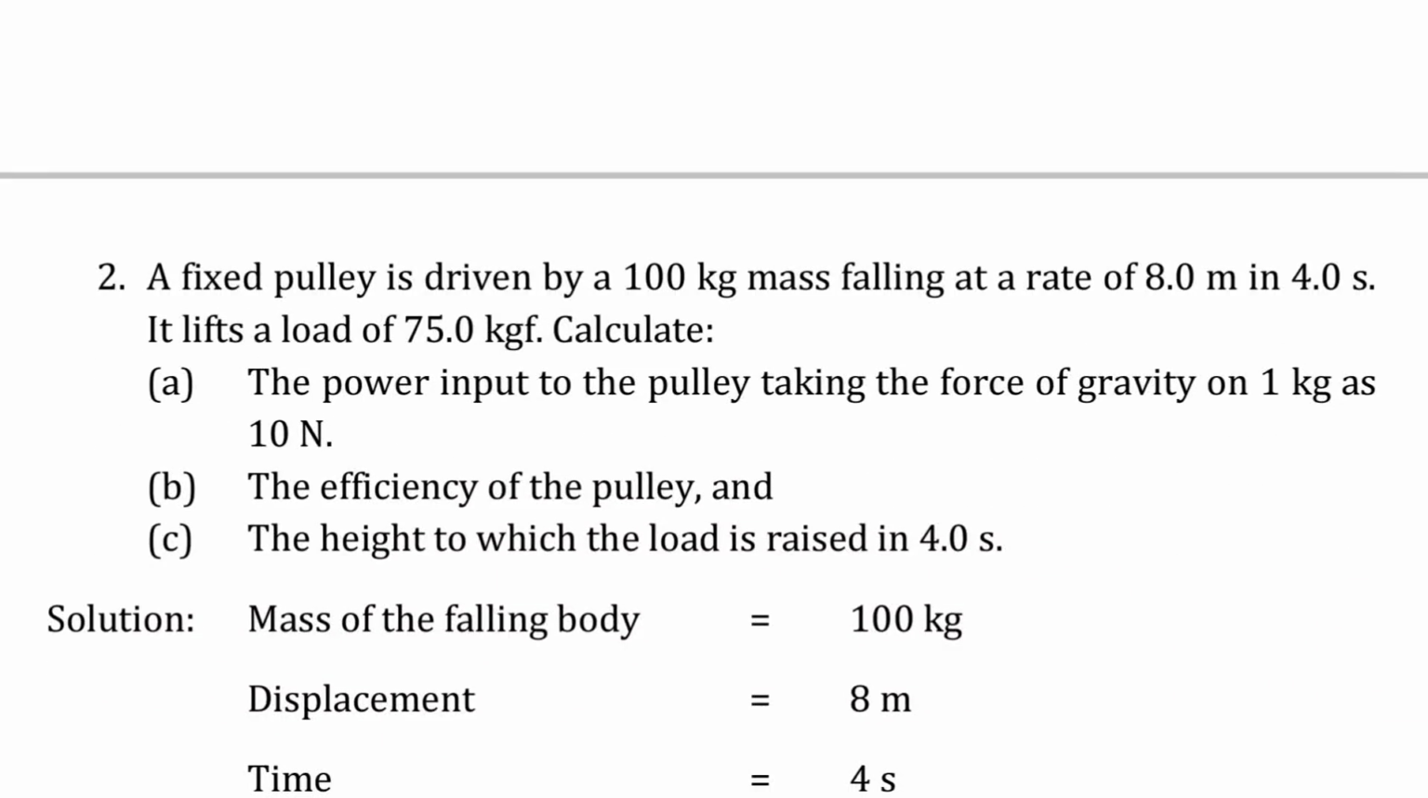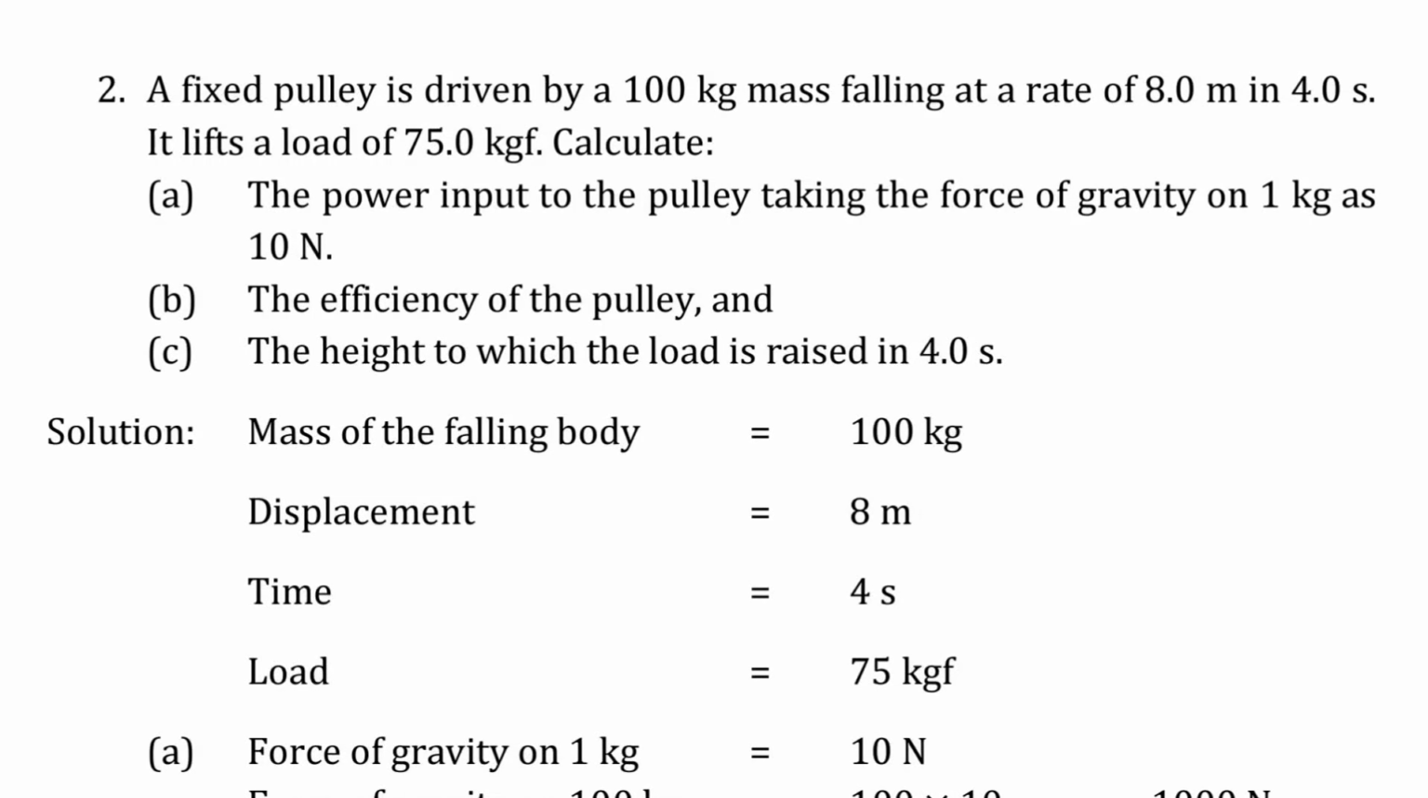Next is question number 2. A fixed pulley is driven by a 100 kg mass falling at a rate of 8 meter in 4 seconds. It lifts a load of 75 kgf. Calculate number A, the power input to the pulley, taking the force of gravity on 1 kg as 10 Newton. Number B, the efficiency of the pulley, and number C, the height to which the load is raised in 4 seconds.